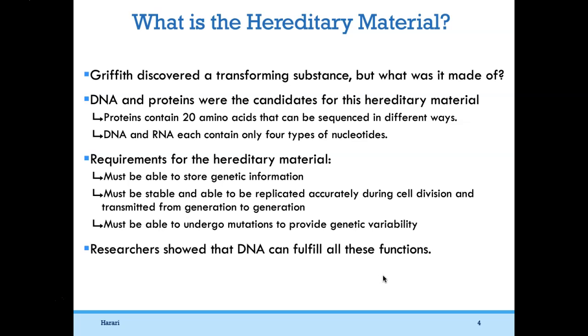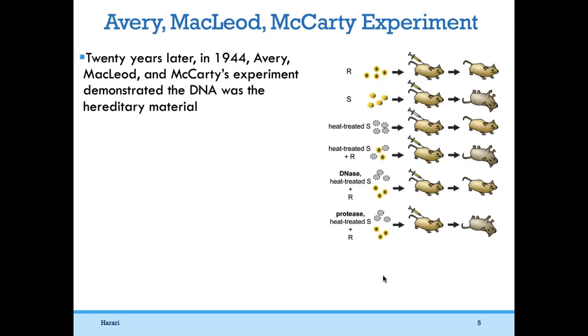And researchers showed that DNA can fulfill all of these functions. So it was the group of many, many researchers in the mid-20th century that concluded that DNA is the hereditary material that stores genetic information. So in the mid-40s, this is 20 years after Griffith's experiment, Avery, MacLeod, and McCarty did a very well-known experiment that demonstrated that DNA was the hereditary material.